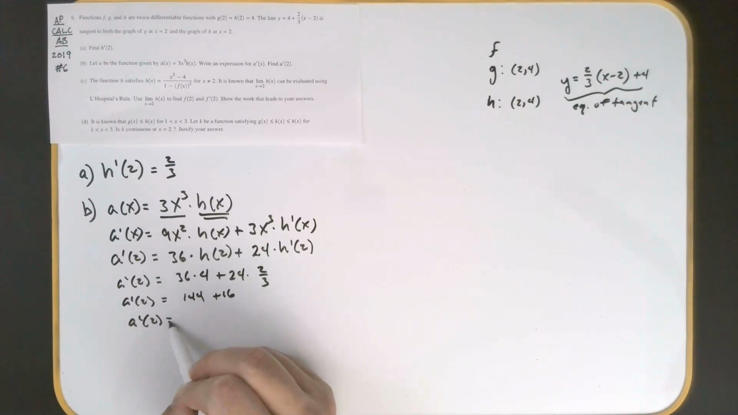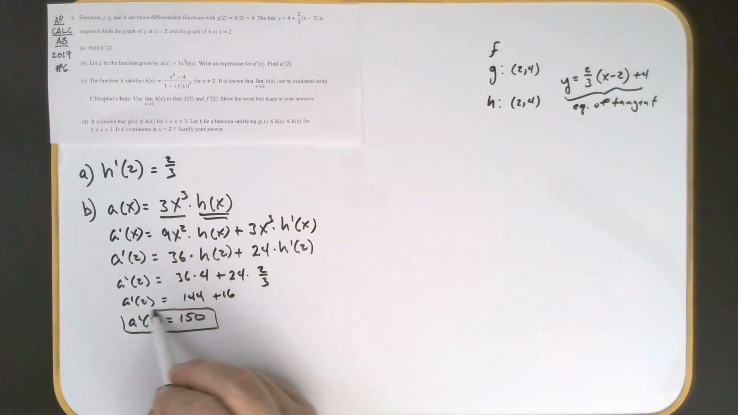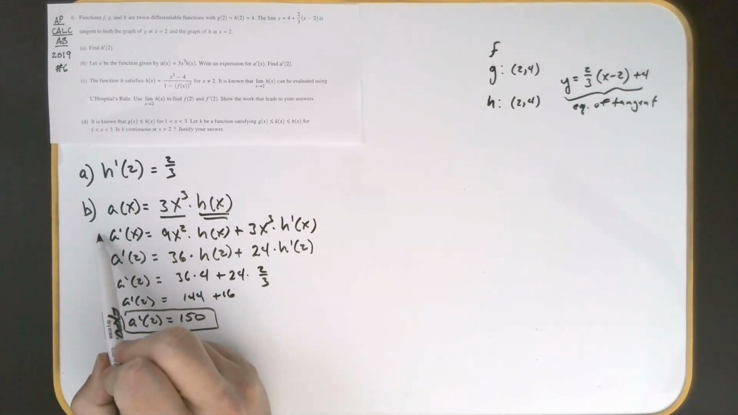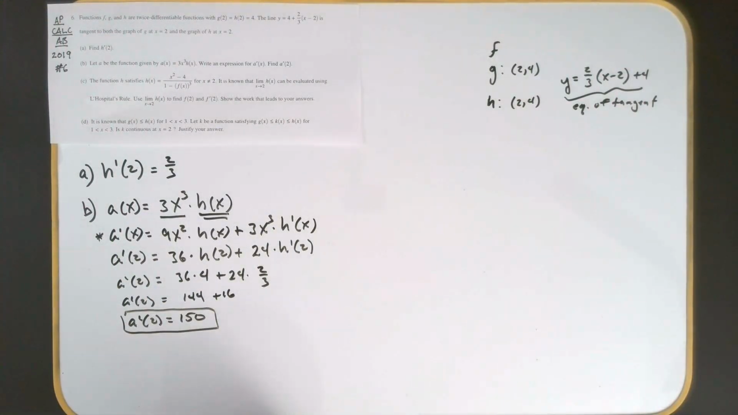So a prime of 2 is equal to 150. All right, so they asked us to find the derivative, which was right here at this step. So there's the a prime, and then we evaluated it at 2, and that's what they asked for. So part B is now done. Now let's get to C.